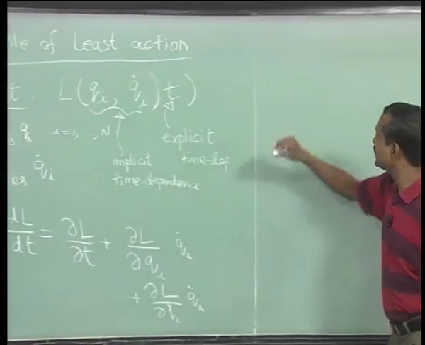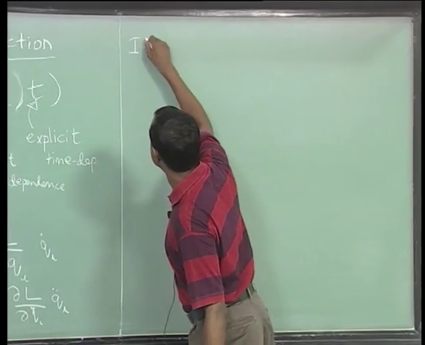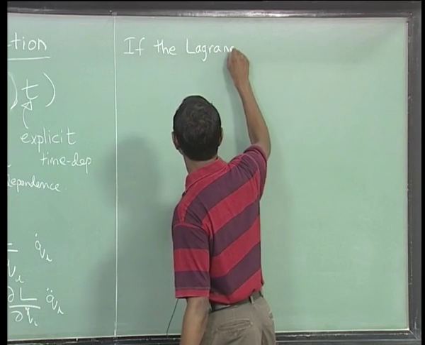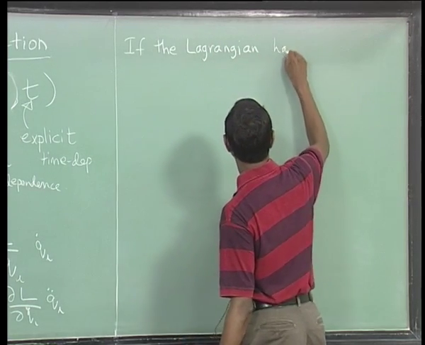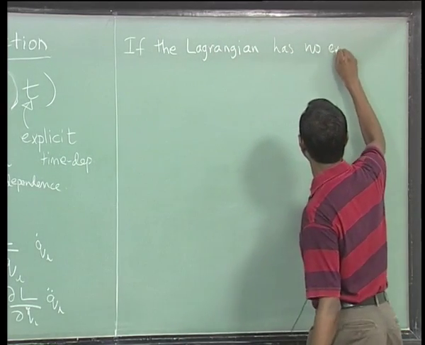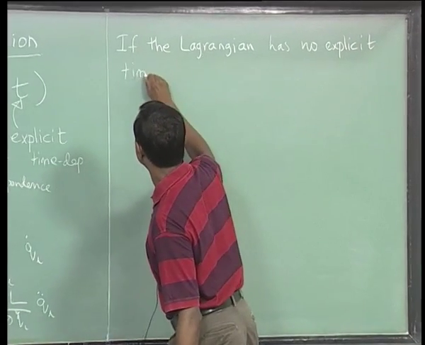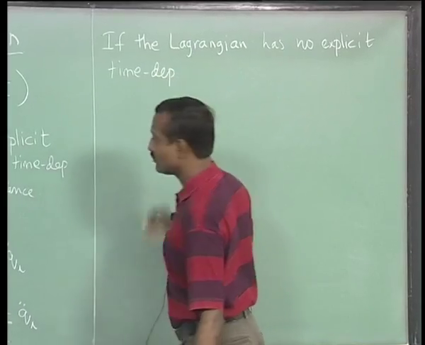So, if you say that the Lagrangian has no explicit time dependence, then what would you say?